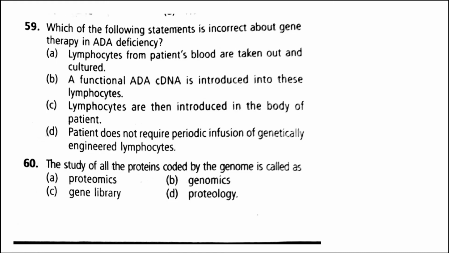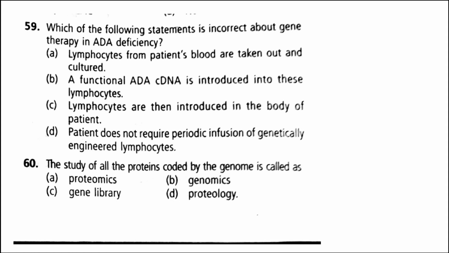Next, which of the following statement is incorrect about gene therapy in ADA deficiency? A. Lymphocytes from patients' blood are taken out and cultured. B. A functional ADA cDNA is introduced into these lymphocytes. C. Lymphocytes are then introduced in the body of patient. D. Patient does not require periodic infusion of genetically engineered lymphocytes. And the answer is option D. It is the incorrect statement.